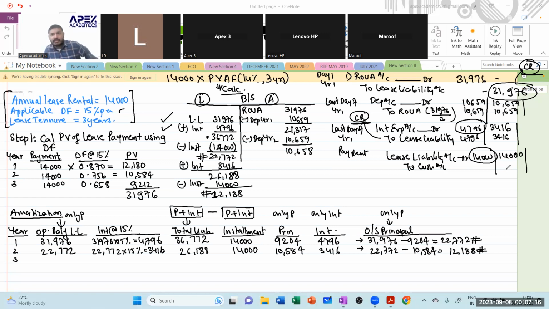Can I or can I not pass this entry of 14,000? Yes or no? Yes. And every year I have to transfer everything to P&L. So P&L account debit to what? To depreciation, to interest. Yes. How much is depreciation for year 1? 10,659. For year 2, 10,659. Interest for year 1, 4,796. Interest for year 2, 3,416.